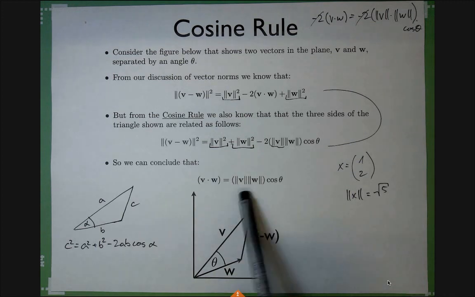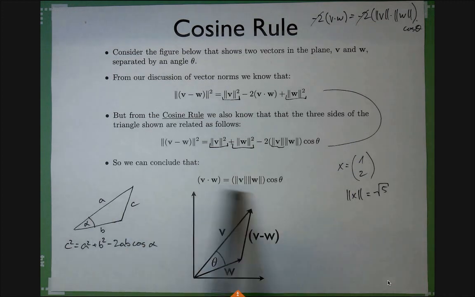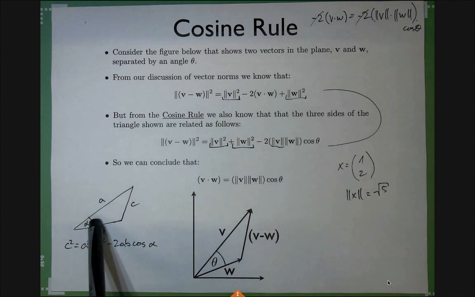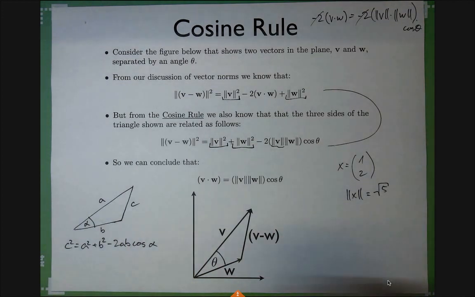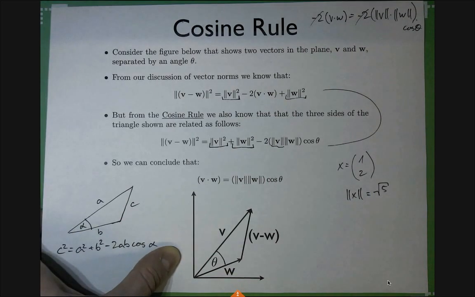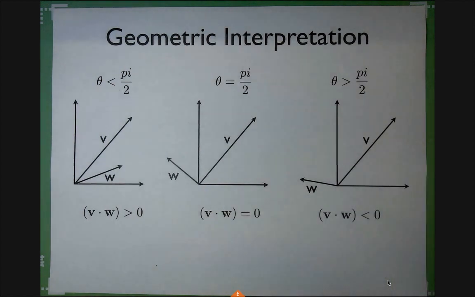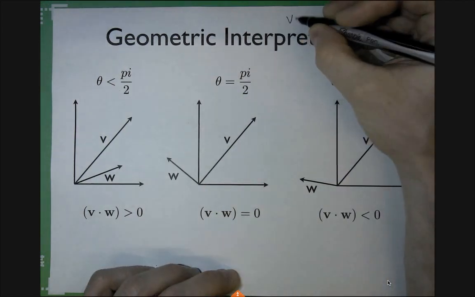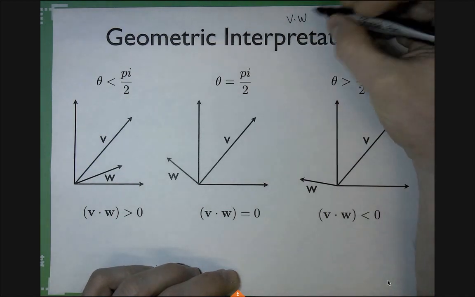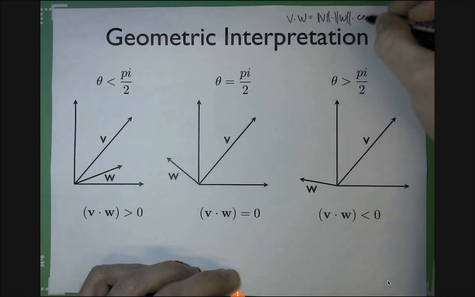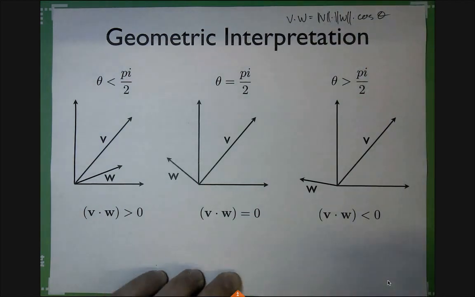Because it tells us that the dot product is intimately related to the cosine of the angle between the two vectors. So let's take a look at it in a little bit more detail here. Actually, let me copy the formula there. So I said before that V dot W is the norm of V times the norm of W times the cosine of theta. How does cosine look like?